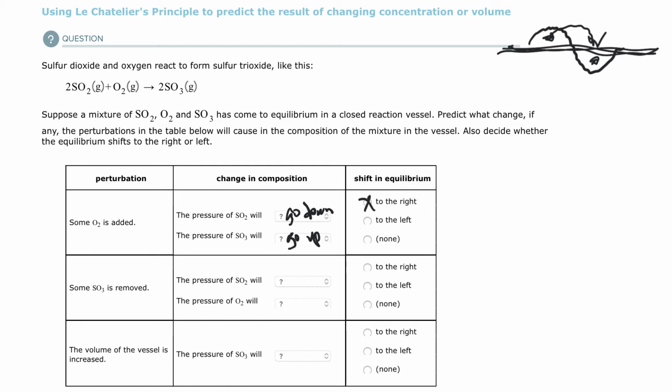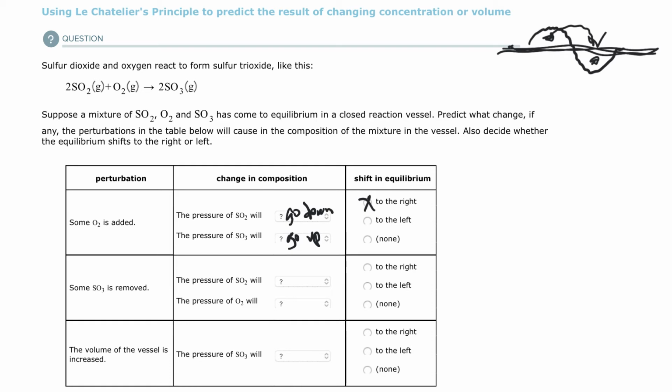So this is saying some of the SO3 is removed. Well, SO3 is a product. So if the SO3 is a product and it's removed, then the arrow is going to shift towards the products in order to compensate for that. If it shifts towards the products, what happens to all the other stuff?